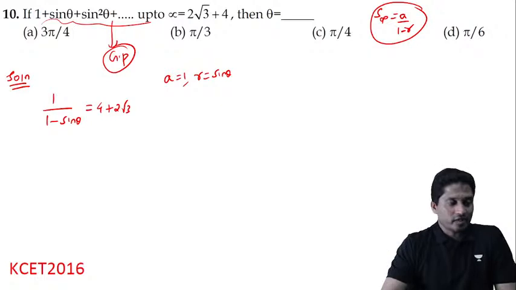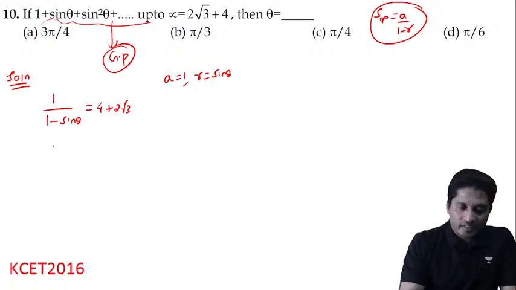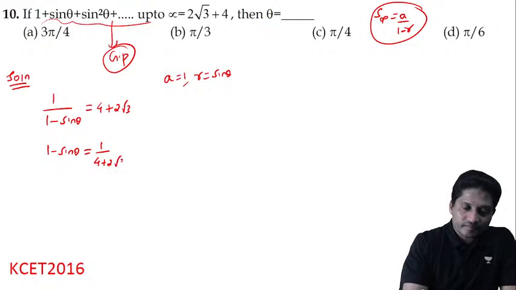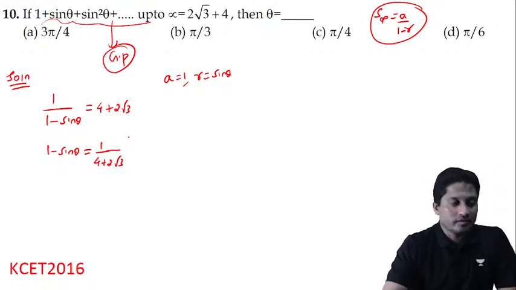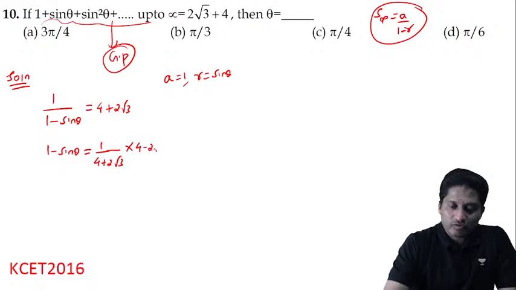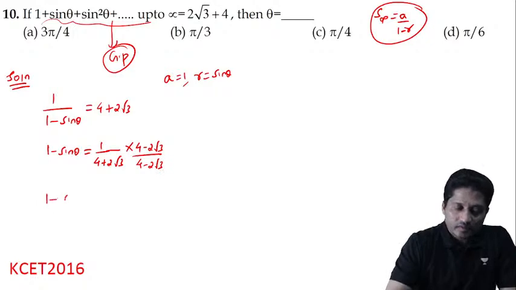Okay, now I'm supposed to find the value of theta. If I take the reciprocal, 1 minus sine theta is equal to 1 divided by 4 plus 2 root 3. Alright, this is not going to help you out. I will multiply by 4 minus 2 root 3 by 4 minus 2 root 3. 1 minus sine theta is equal to 4 minus 2 root 3 divided by 16 minus... a plus b into a minus b is a square minus b square, right? It can be written as 4 square minus 2 root 3 the whole square.